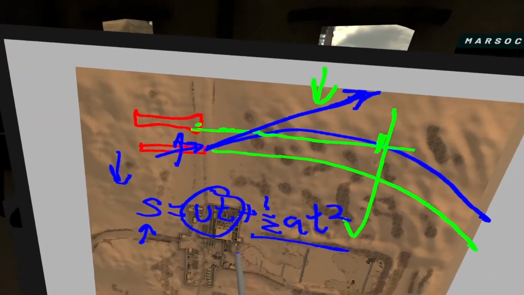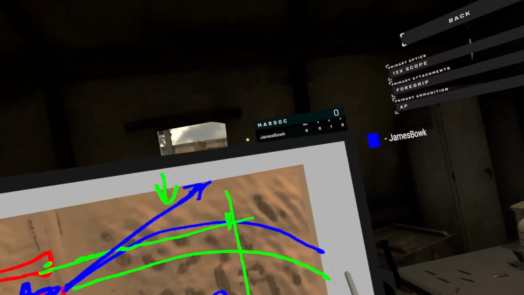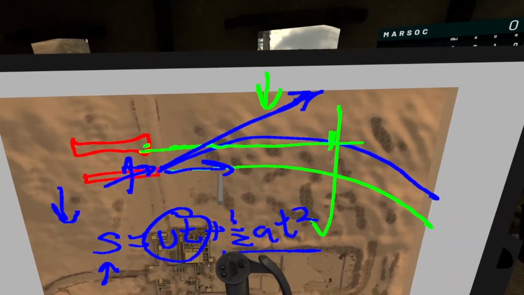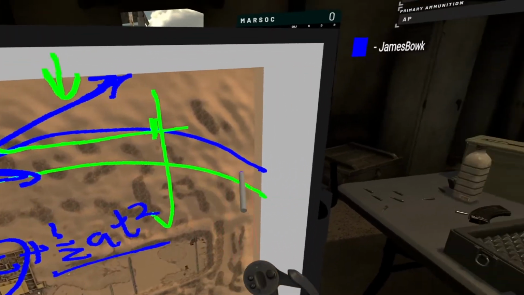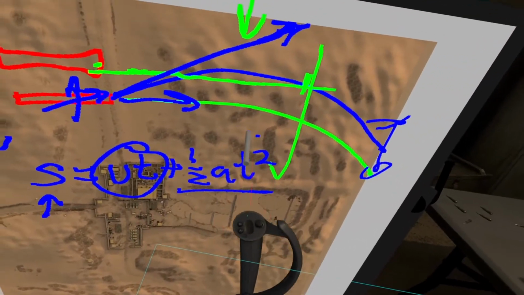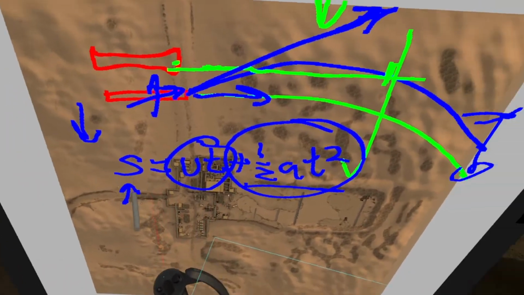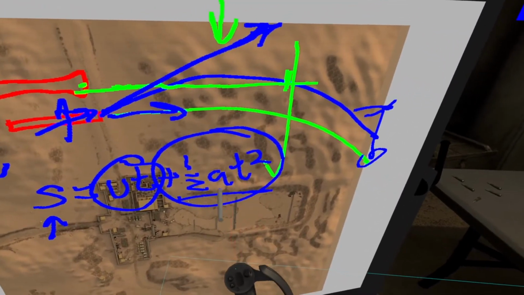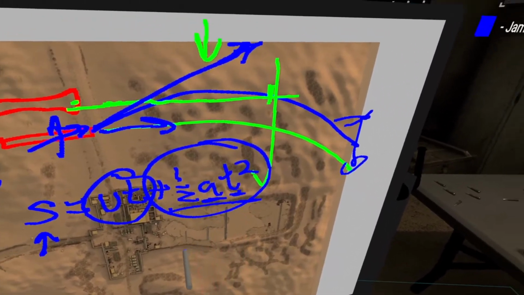So if we look at a simple case of it starting horizontally and dropping away, you can figure out how far it drops by first figuring out the time it would take to get to target. So you've got S equals half AT squared. A is known, that's gravity. T is unknown at this point.